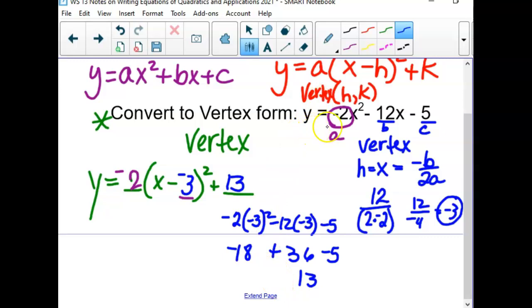One more time. How did we do that? We plucked the A out of there, right? And then we found the vertex. This was H and this was K. And we just plugged them into vertex form. That's a question on the quiz this week. Change to vertex form. All right.